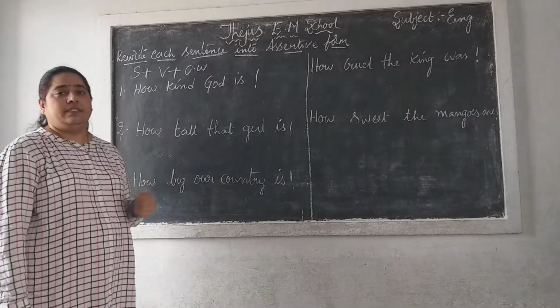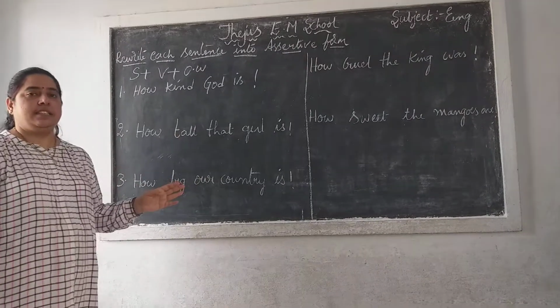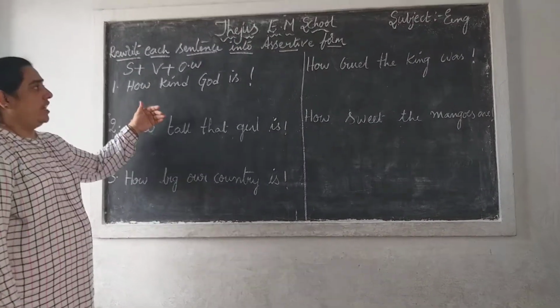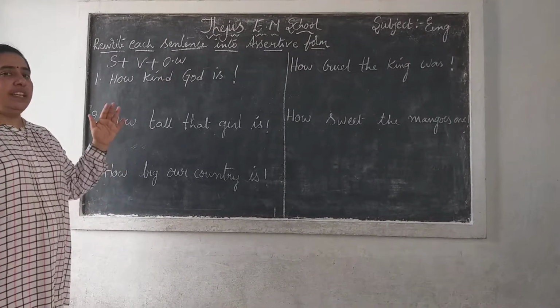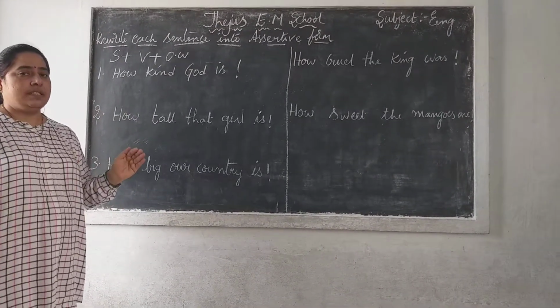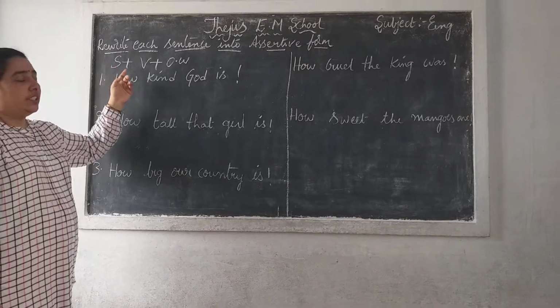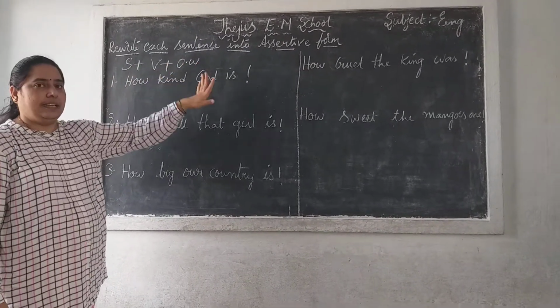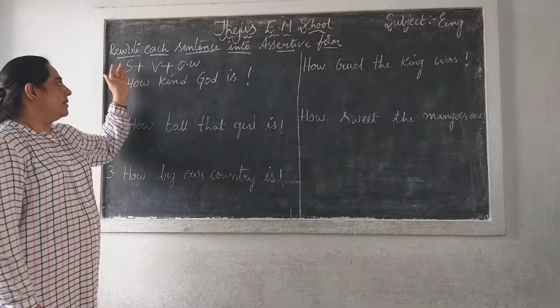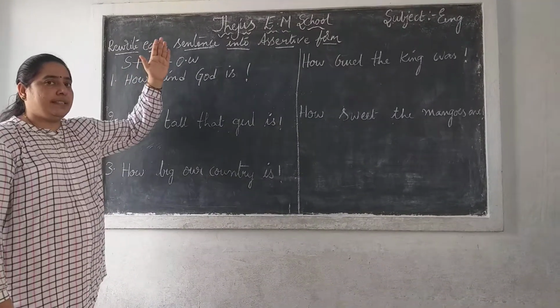Okay, children? We have changed assertive sentences into exclamatory. Now we are changing exclamatory sentences into assertive form. So what is an assertive form? Recall once. The structure: subject plus verb plus other word. Okay? Subject plus verb plus other word.